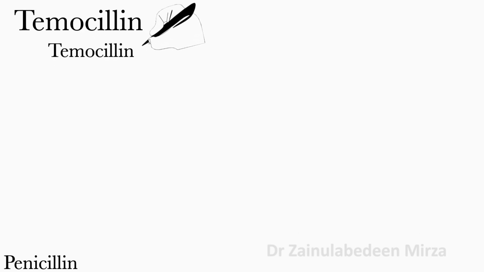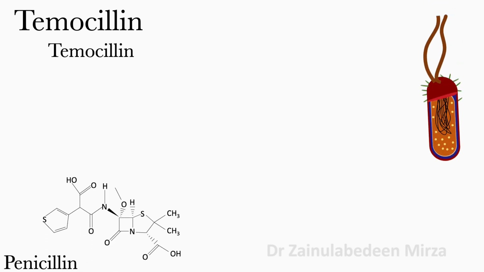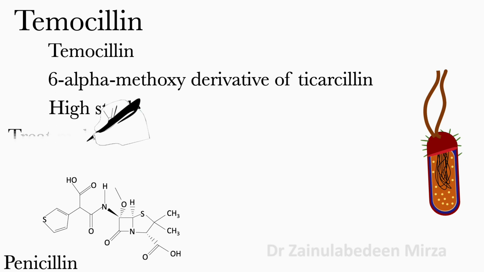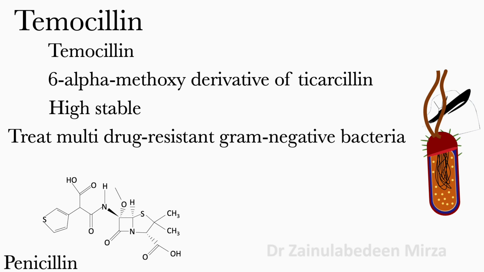Penicillin is an antibiotic which is a semi-synthetic 6-alpha methoxy derivative of tetracycline, and it is highly stable to most beta-lactamase except metallocarbapenemase (NDM/OXA-48). It is used primarily for the treatment of multiple drug-resistant gram-negative bacteria.